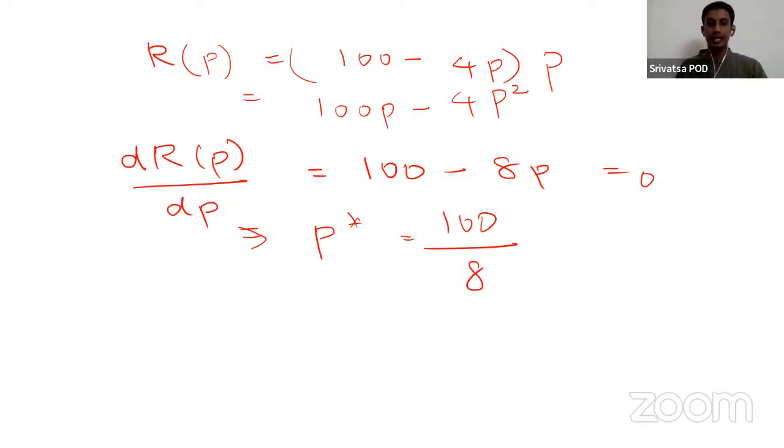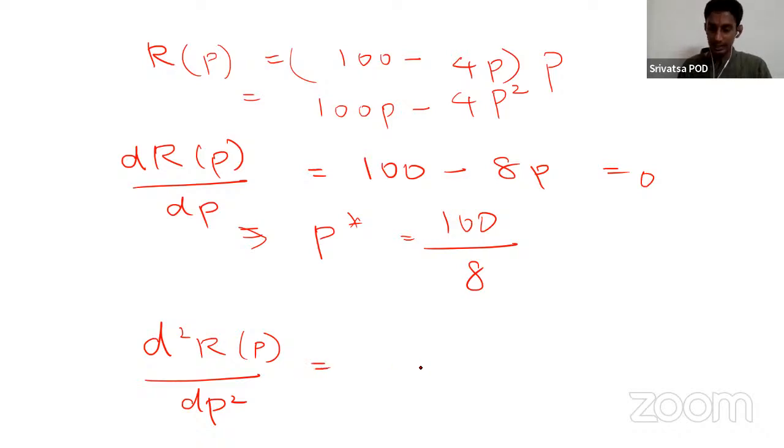But you are not guaranteed that this is going to be the maximum, the price which is going to generate you the maximum revenue. In order to do that, you need to do the second order check. So what we are doing is taking d squared R(p) with respect to p squared. So take the second derivative with respect to p. You find that this is going to be equal to minus 8 because 100 is a constant, it will become 0. Minus 8 into p, p is the variable which you are differentiating with respect to, so it is 1, and you have the second derivative to be minus 8.